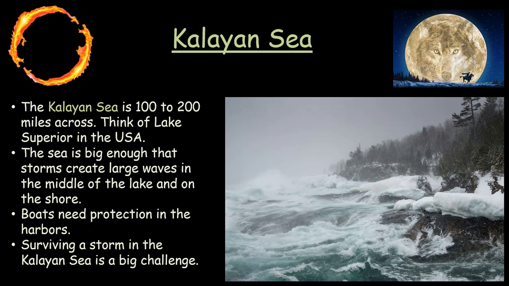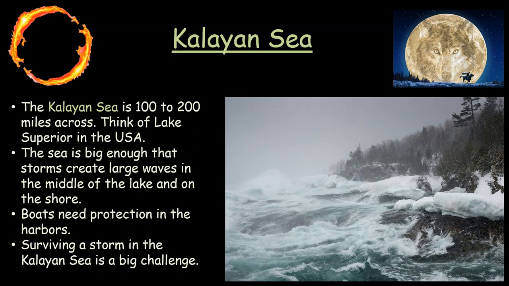And now, the Chilean Sea. Now realize the Chilean Sea is 100 to 200 miles across. This is like Lake Superior in the USA. This Chilean Sea is big enough that storms create large waves in the middle of the lake and on shore. So what you see here on this picture is Lake Superior in the United States. The waves can actually be so big that they're crashing on the shoreline like the ocean because the lake is so big.